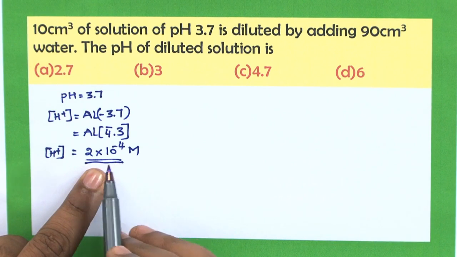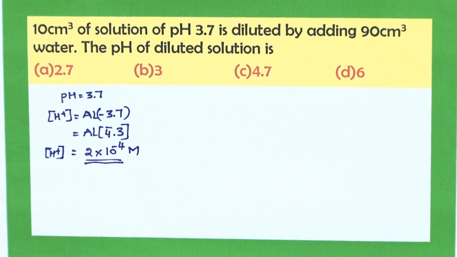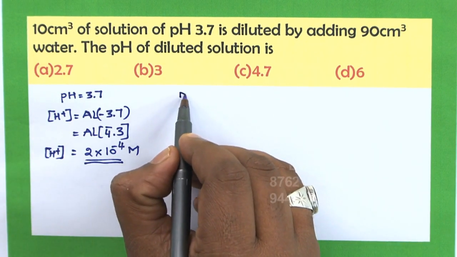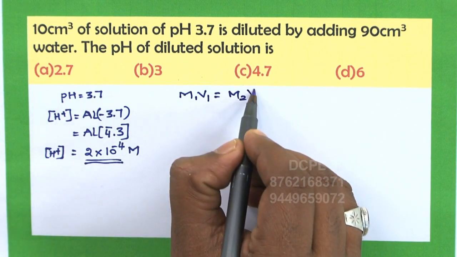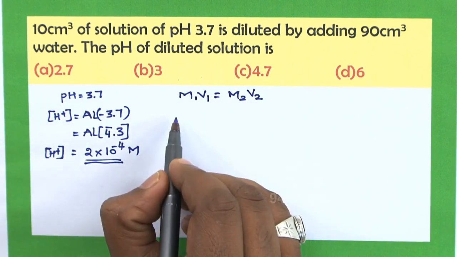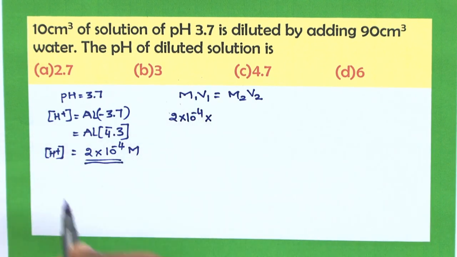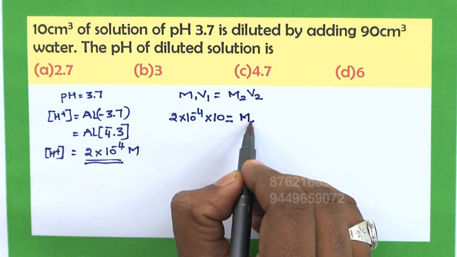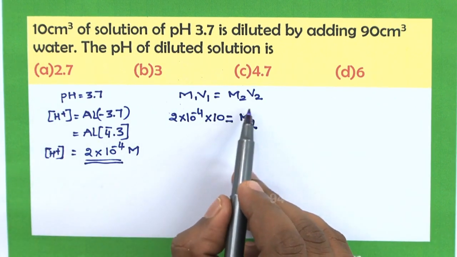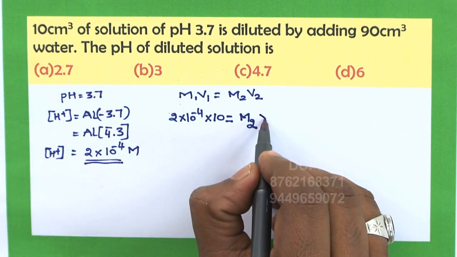This is diluted by adding 90 cm cube of water. Let us calculate the concentration after dilution. This can be calculated using the formula M1V1 = M2V2. M1 is molarity before dilution, that is 2 into 10 to the power minus 4. V1 is the volume before dilution, that is 10 cm cube. M2 is molarity after dilution, which we should calculate, because once we calculate the molarity after dilution, you can calculate the pH of the diluted solution, into volume.